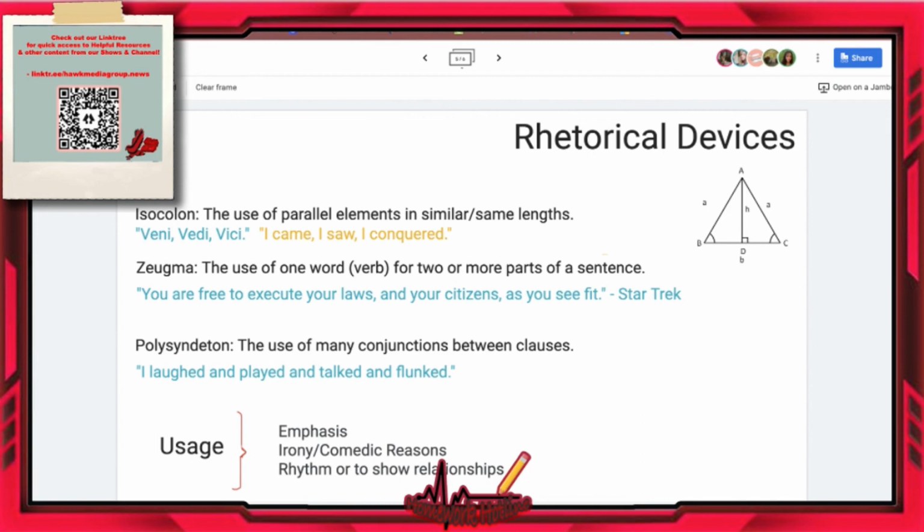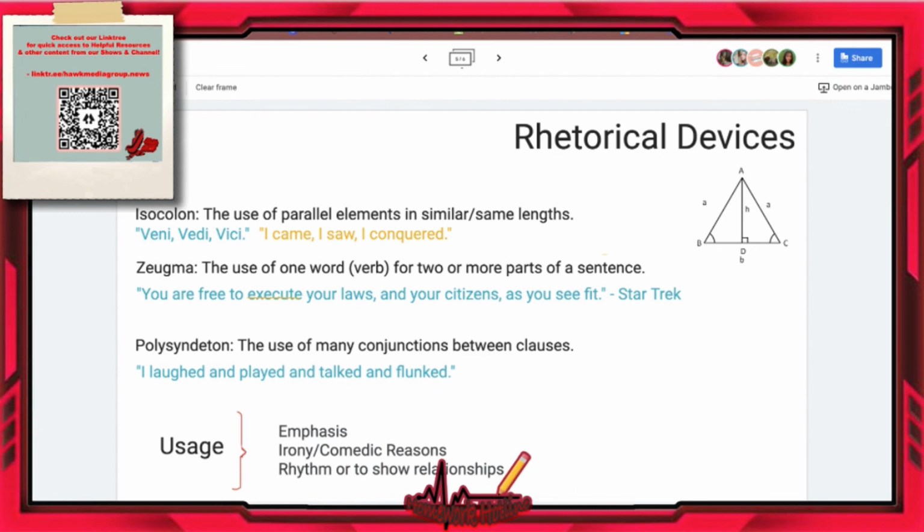So a zeugma is used when there's a word that is used for 2 or more parts of a sentence. So an example of this would be, you're free to execute your laws and your citizens as you see fit. So the word that's being used twice here is execute, because you're executing your laws, whether it be by enforcing new rules, and you're also executing your citizens by killing them. So it's kind of like wordplay. It's more so a pun.